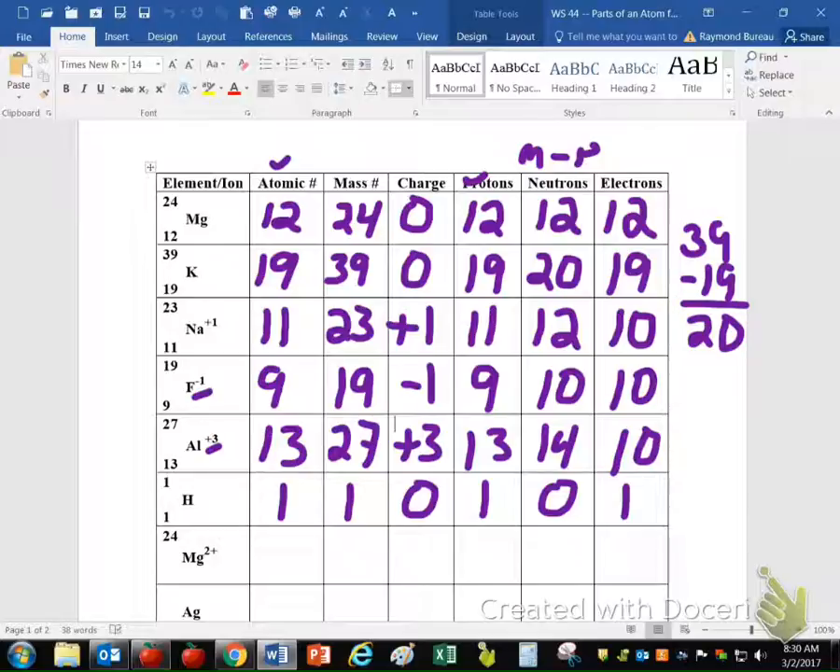Uh-oh. The bottom number is missing. Oh, that means it's 0. No, it doesn't mean it's 0. Find magnesium on your periodic table.